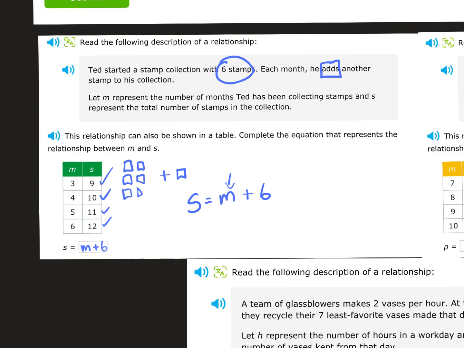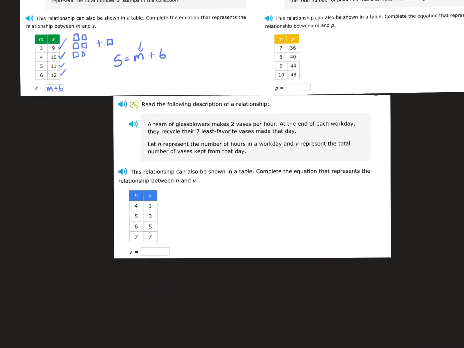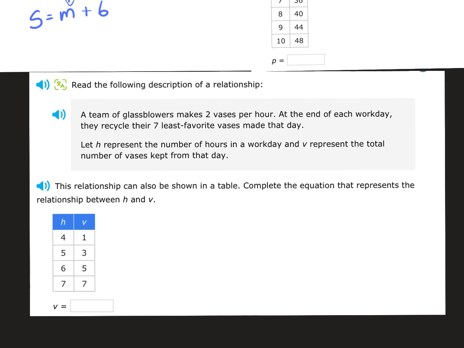All right, so we'll go one more question, and then we'll conclude for this video. So a team of glass blowers make 2 vases per hour. So this is our constant. At the end of each workday, they recycle. So key word right here: recycle means to get rid of. We're not including it at the end of the workday.